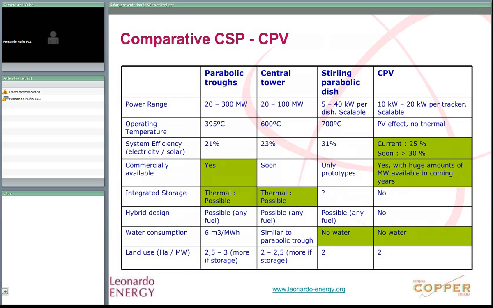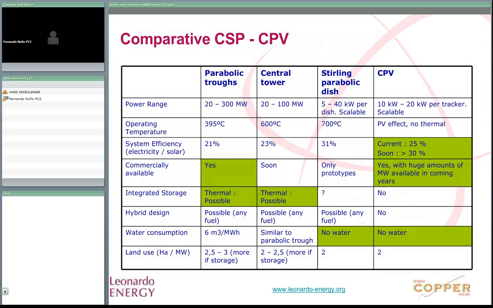As for commercial availability, parabolic troughs are definitely in the market. Central tower is starting to be. For Stirling, for the moment, there are only prototypes, but cost reduction is expected to come in the coming years, and then generation cost will be close to the other thermal technologies. CPV is also available right now, but in the coming years there will be a huge amount of megawatts available in the market.